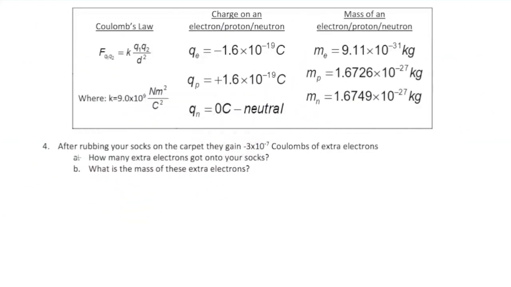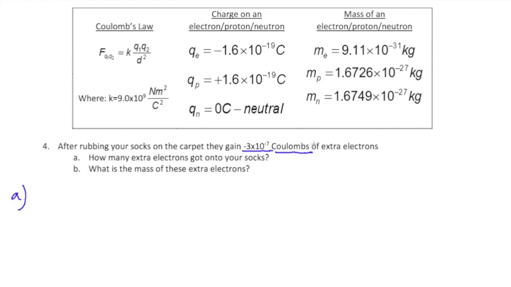All right, let's take a look at number 4 here. Number 4 says, after rubbing your socks on the carpet, they gain -3 times 10 to the -7th coulombs of extra electrons. So the reason it's negative is because it's talking about the charge here. Coulombs is in regards to charge. So first thing it wants us to do is figure out how many extra electrons got onto your socks.